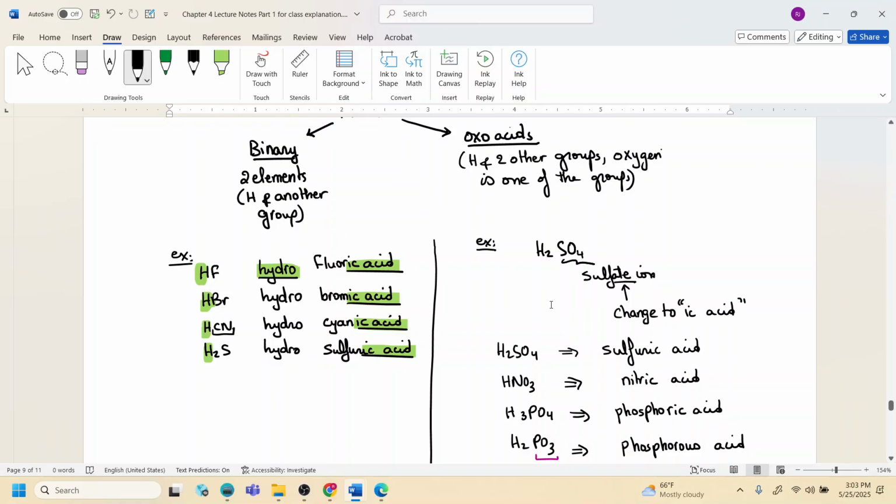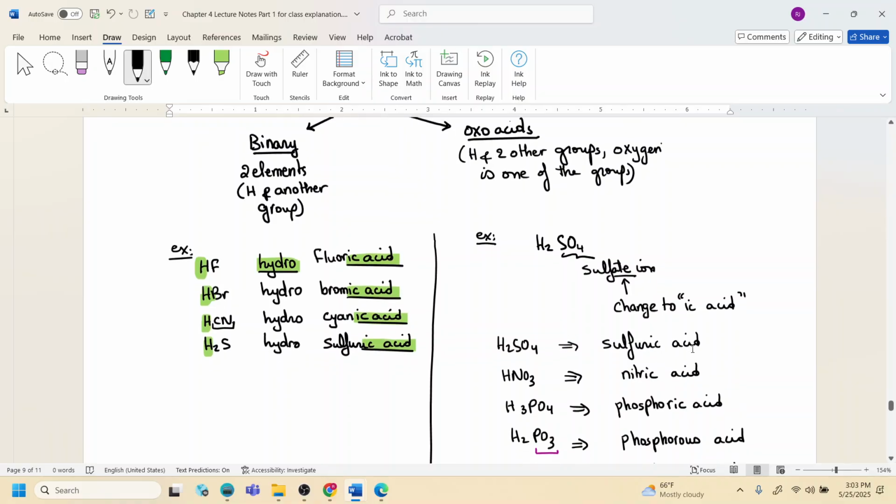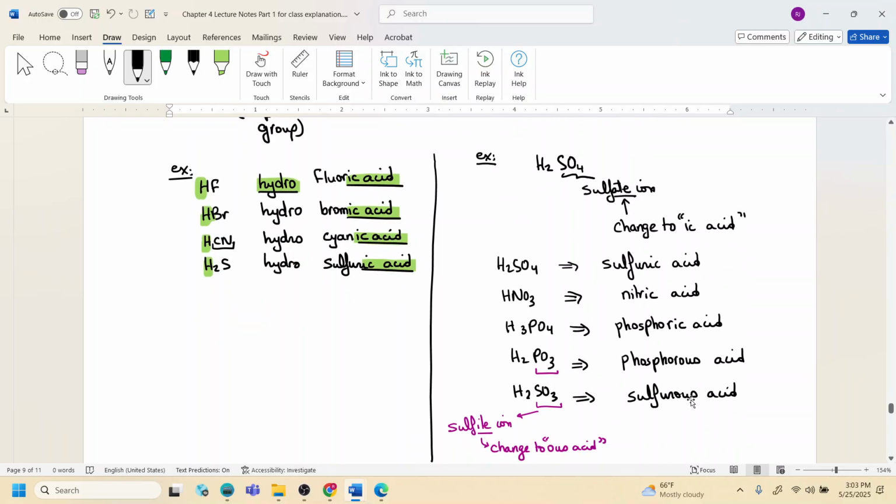So whenever I want to name this, I'm going to end the name in ic acid. It depends on the oxidation state. How many oxygens do I have? Do I have more oxygens or less oxygens? For the acid that has more oxygens, I'm just going to give it the name ic acid. The one that has less oxygens, I'm just going to name it as an OUS acid. So this is the difference between both of these acids. Sulfuric acid and sulfurous acid. Both of them contain H2SO, but this one has four oxygens versus this one has three oxygens in there.